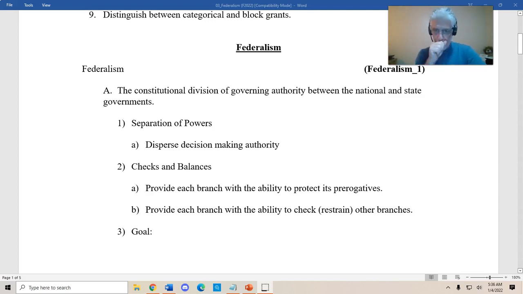But Congress has played a huge role in that. But we'll be discussing all that further. But again, the goal was to spread out decision-making authority and give each branch of government the ability to protect its own prerogatives and to restrain other branches so that no one group gained so much power that it became tyrannical. So in the next video, I'm going to explain the same sort of thing in a more visual form.